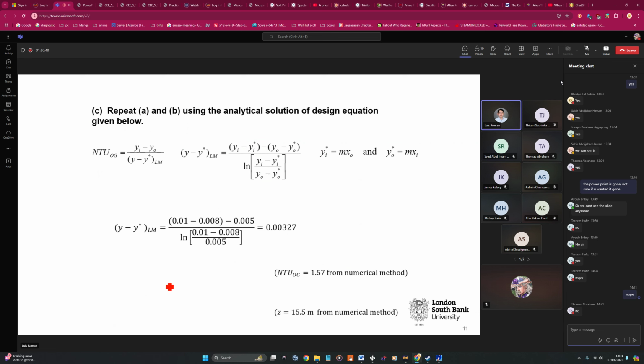No? Okay, part C is about repeating parts A and B, but now using the analytical solution. For the analytical solution, you have the equations for NTU. The equation for HTU is the same. But for NTU, we have already done the integration for the low solid free case. So NTU is calculated by this expression, and this term is given by this.